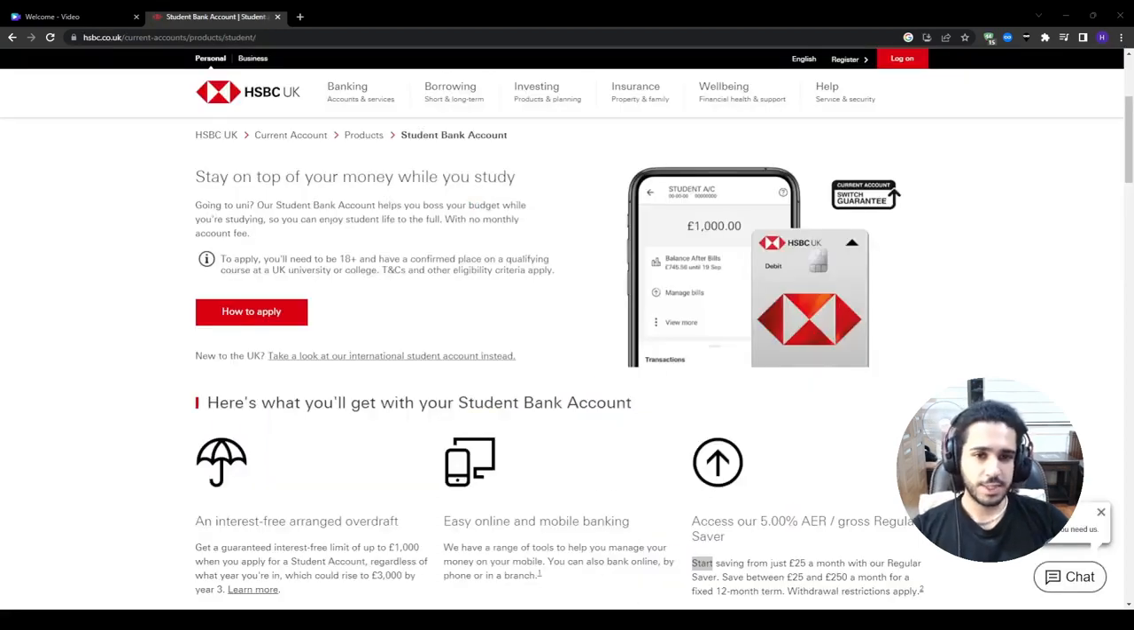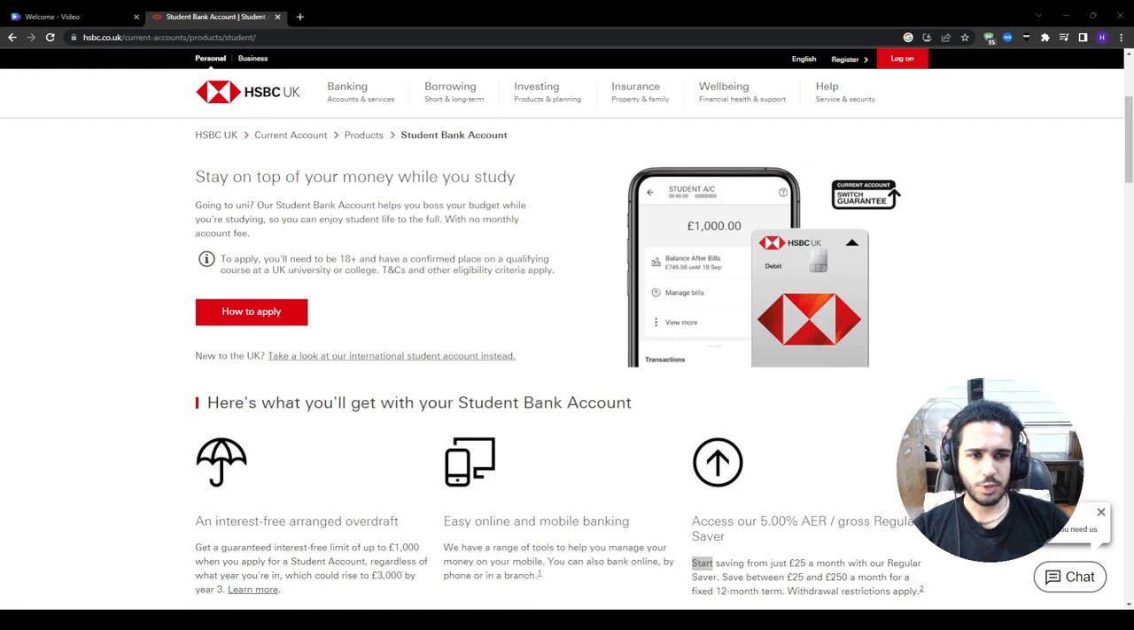So next up on this list, we have the HSBC Student Bank Account. It offers an overdraft limit of up to £3,000 with no fees or interest. This account is a strong contender, and the cherry on top, a welcoming £100 cash bonus, providing a helpful boost at the start of the term.